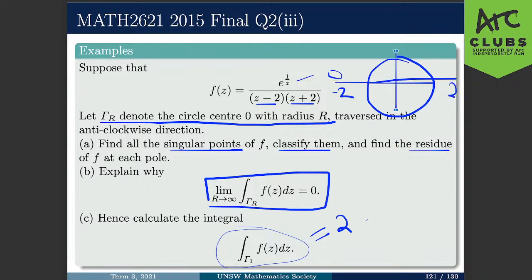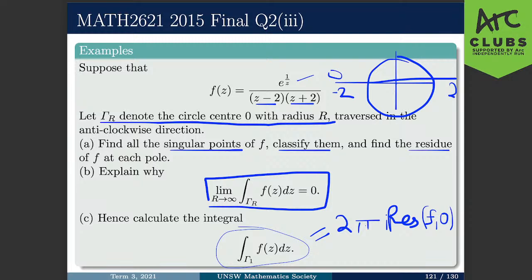So actually, the only residue that we are interested in calculating here is at 0. So this is 2 pi i multiplied by the residue at 0. But that's the only one we haven't calculated. In part A, we were able to calculate the residue at plus or minus 2, but we didn't calculate the one at 0 because it's a bit more annoying. You have to find the Laurent series, which is quite hard.